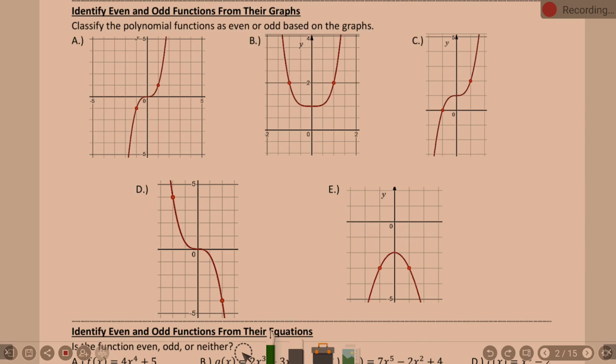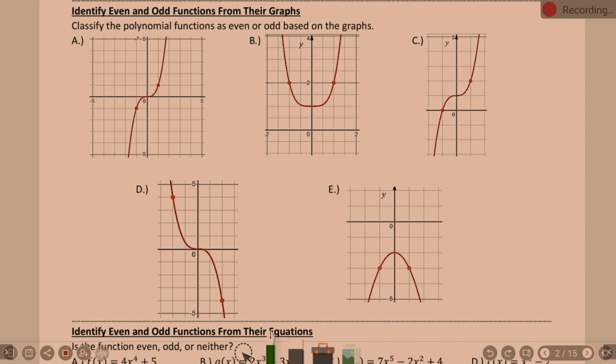Okay? So, as you look at A, even, symmetric across the y-axis, odd, symmetric about the origin, or neither of those. What are your thoughts on A? Odd, maybe? So even if it's not like touching the origin. Right. And it wouldn't even necessarily have to go through the origin, to be honest.